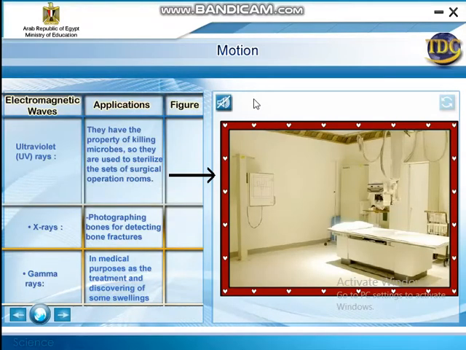Number B, electromagnetic waves applications. Number 1, ultraviolet rays or UV rays. They are used in killing microbes. So, they are used to sterilize the sets of surgical operation rooms, like we see in this picture.